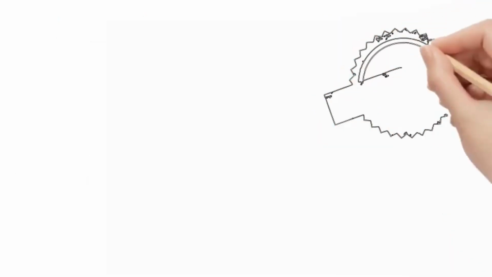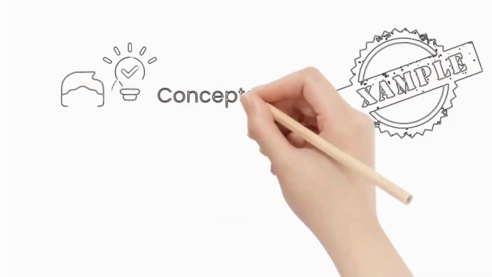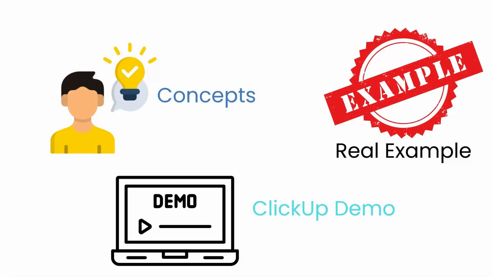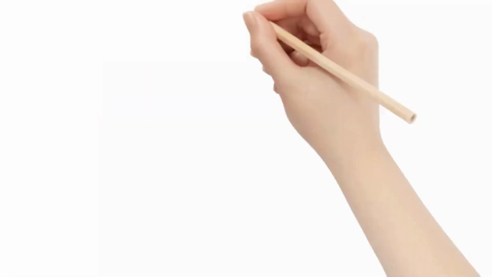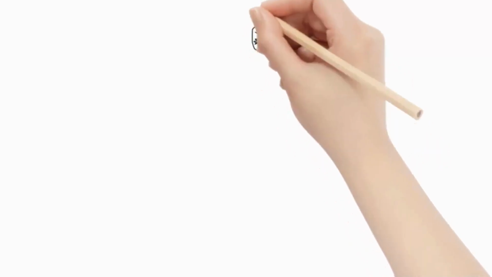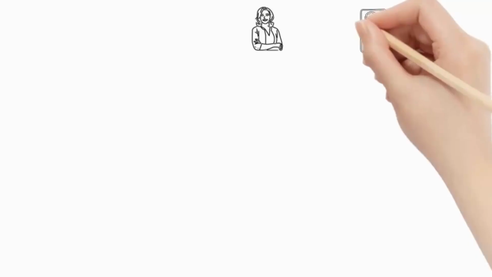In this video, I'm going to simplify all of that. First, I'll explain the core differences between relationships, links, dependencies, and rollups, and then I'll walk you through a real-world example, and also we'll jump into a ClickUp demo. Let's start with the big one, relationships.